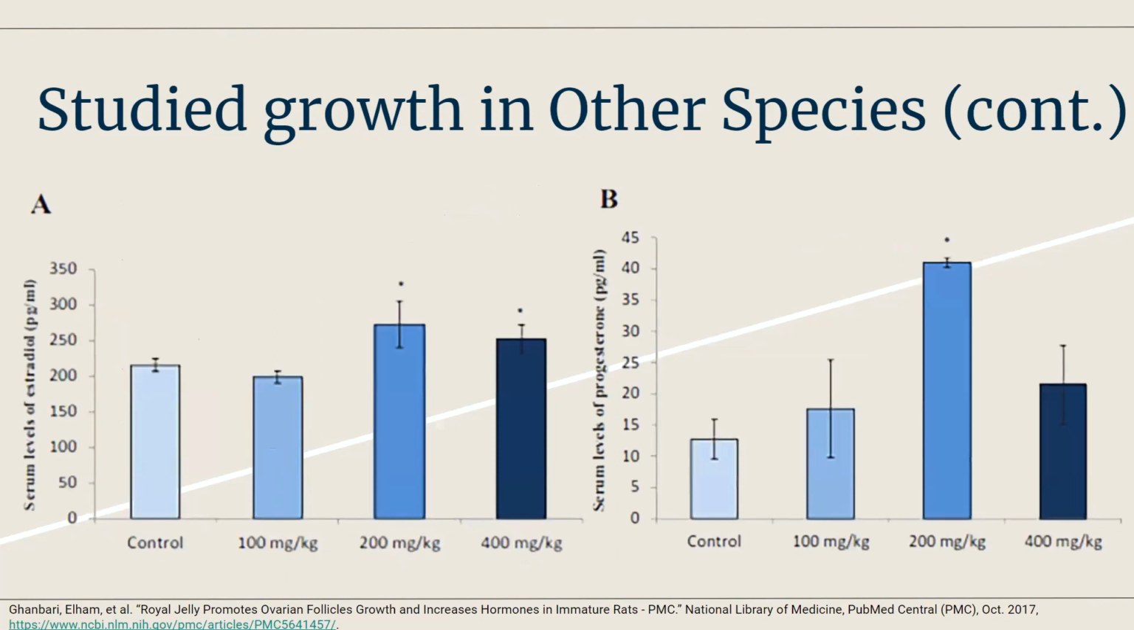Researchers wanted to test the royal jelly's effect on production of female hormones within the different species. Once again, similar to the last experiment, they had a control and 3 experimental groups of developing female rats that were fed varying amounts of royal jelly. Graph A on the left shows the levels of estradiol increased slightly at the 200 and 400 level doses. Graph B shows that the levels of progesterone increased at all 3 instances.